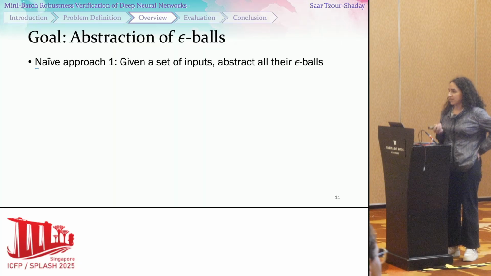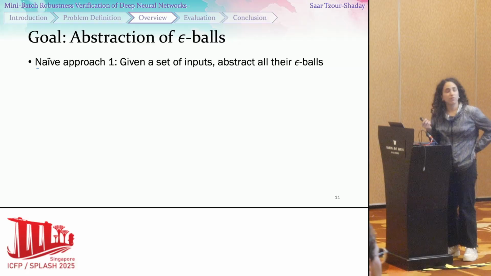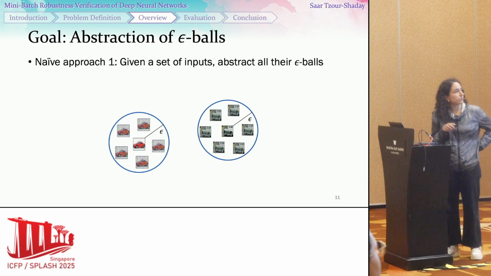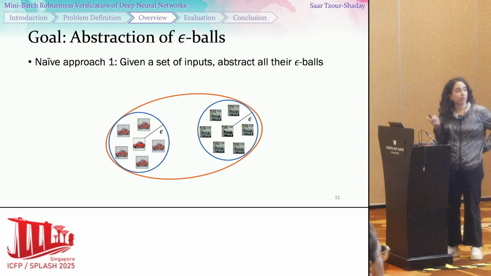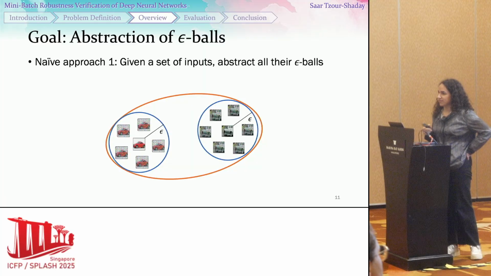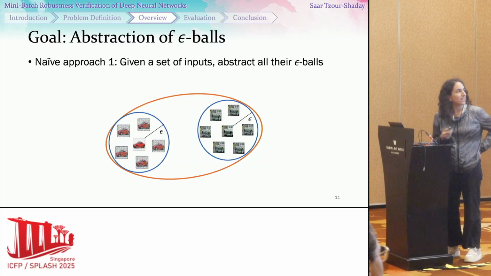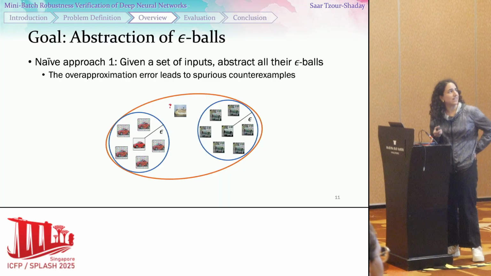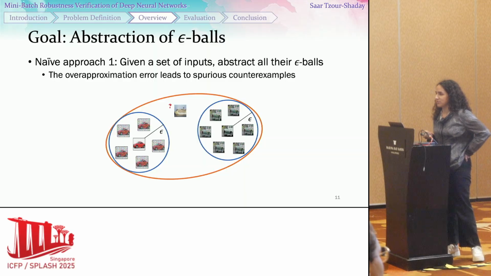The most naive approach to do this is, given a set of inputs, abstract all their epsilon balls. For example, I can take these two epsilon balls and bound them in their convex hull and verify the hull instead of each ball individually. However, because of the over-approximation error, this can lead to spurious counterexamples which invalidate the verification.